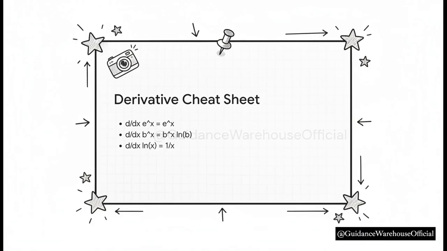All right, before we wrap up, let's summarize the key points. I highly recommend taking a screenshot of this cheat sheet right now. Let's review. E to the x stays e to the x. A general base b to the x picks up a natural log of b multiplier. The natural log of x becomes 1 over x. A general log base b of x puts that natural log of b right in the denominator.